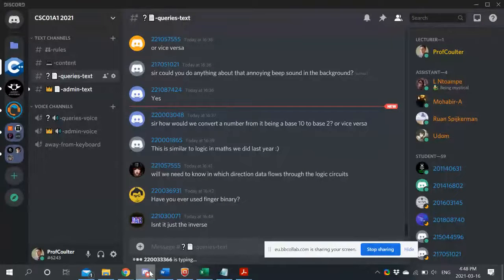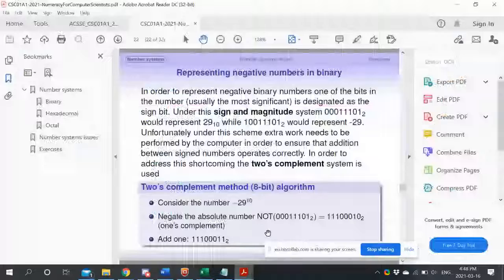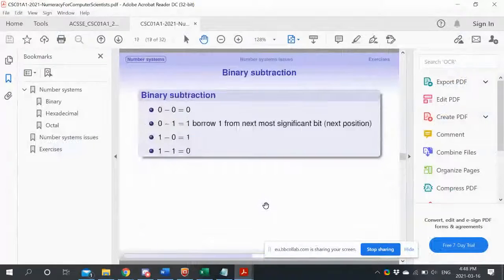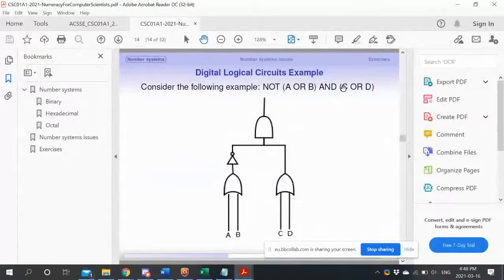Okay, so none of those I'll address at the moment. Will you need to know which direction the data flows through the logical circuits? The assumption is that it flows from the inputs. So you'll be given the variables, A, B, C, or D. Those are the inputs into the system. So it flows from them. There's no difference in meaning. There's no up or down, but it's from the A, B, C, and D inputs into the circuit.